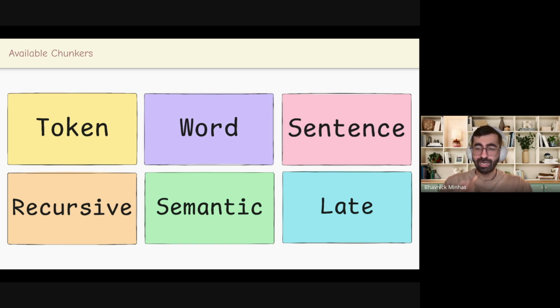And then there is late chunking. It's not just the word late, it's actually late chunking from the paper that came out recently, where instead of splitting first and then making an embedding, they make an embedding for the entire document first, and then they split out sentences. And that's really good for your retrieval.